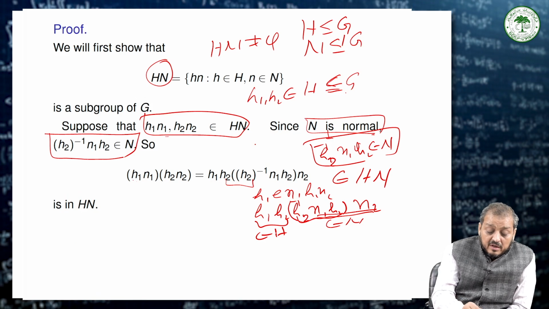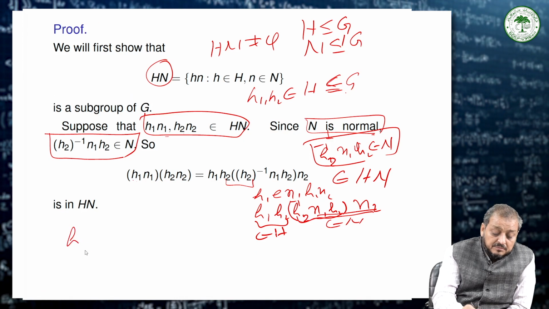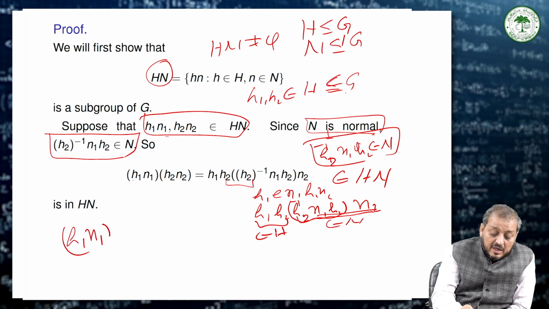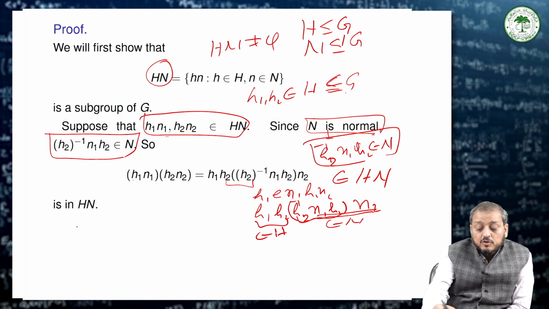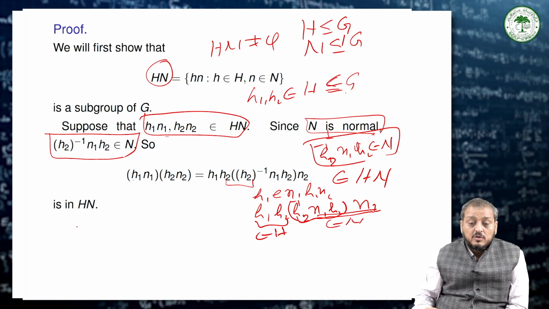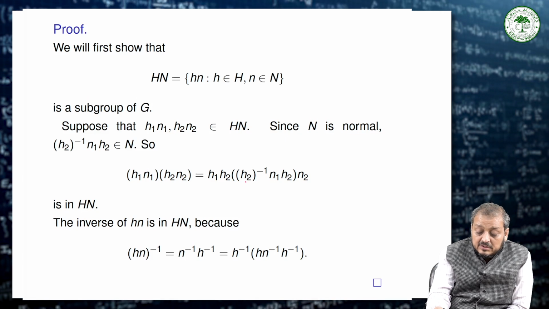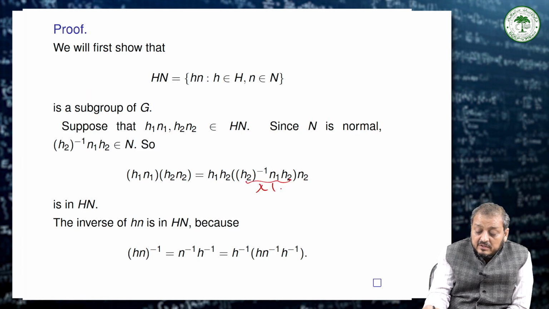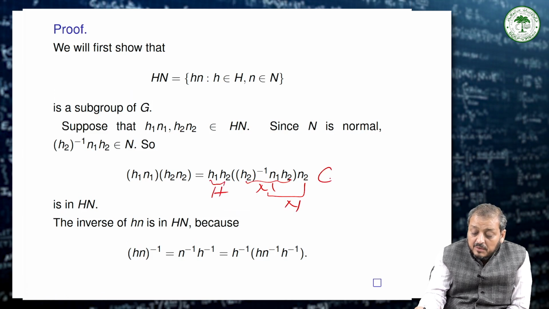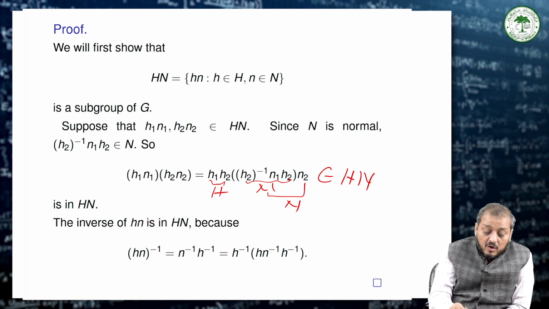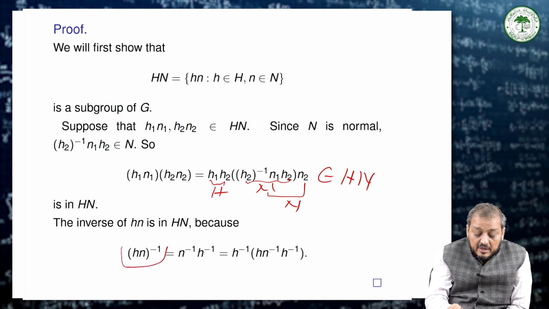Now second, we take the inverse. So we take some h1 and we have an n1, and if you take the inverse of this element, it also belongs to this HN. So we just have to say that this is an element of N, and this is also N. So this whole thing is N, and this is an element of H. So this is completely HN.